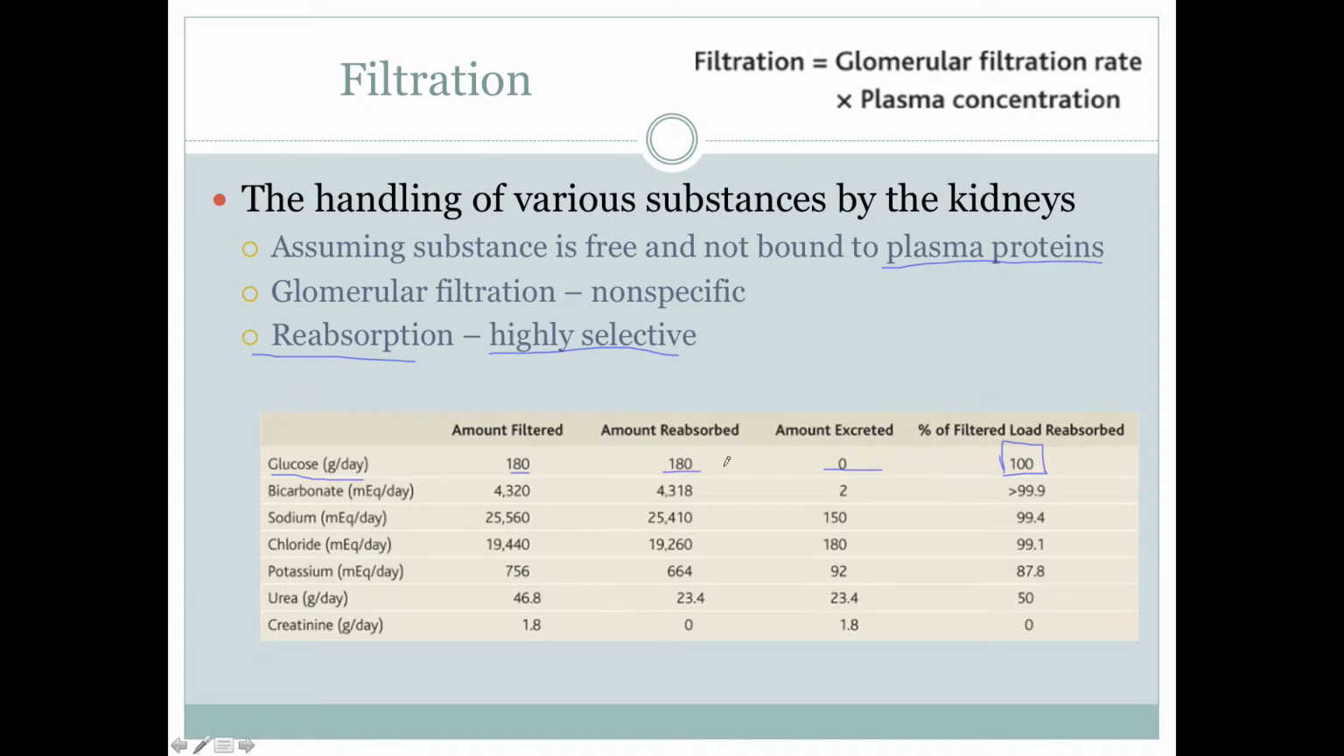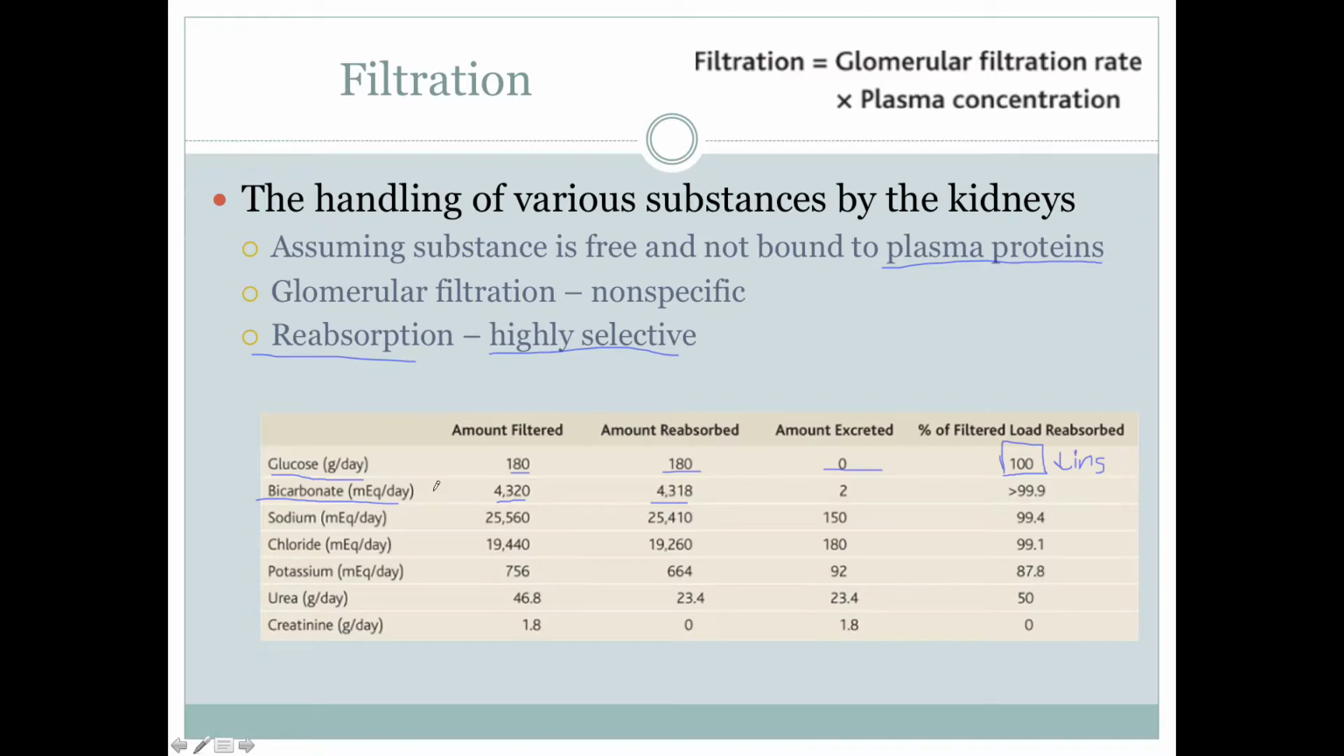If you do have a patient with glucose in the urine, it usually means they have low insulin, and that's a sign of diabetes. So low insulin, because insulin moves glucose. So glucose shouldn't be present in a typical urine. Bicarbonate is something that is filtered and, again, almost completely reabsorbed.